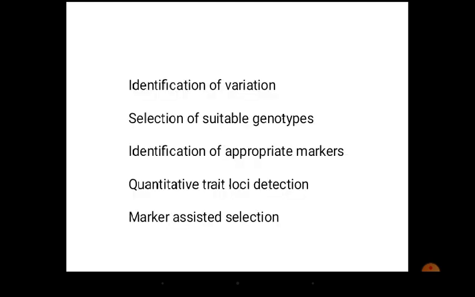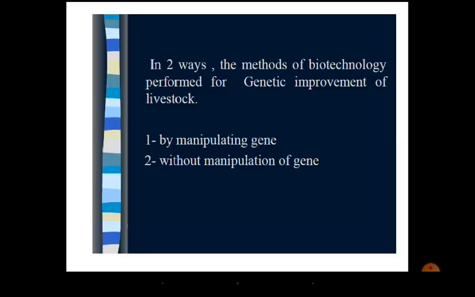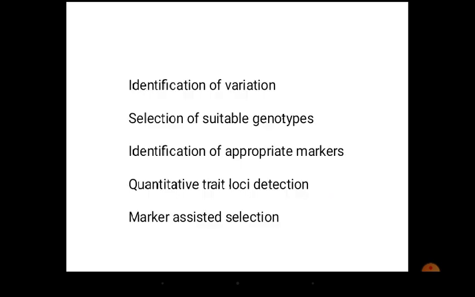Okay, next one. The first category is by manipulating the gene. In this category, where you are focusing on the genes involved in the character, whenever we do selection, in each species one character is important. Let us start with poultry, that is chickens. In layer type chickens, it is egg production. Annual egg production is an important economic character. Okay, in broilers, body weight at 6 weeks is an important economic character.